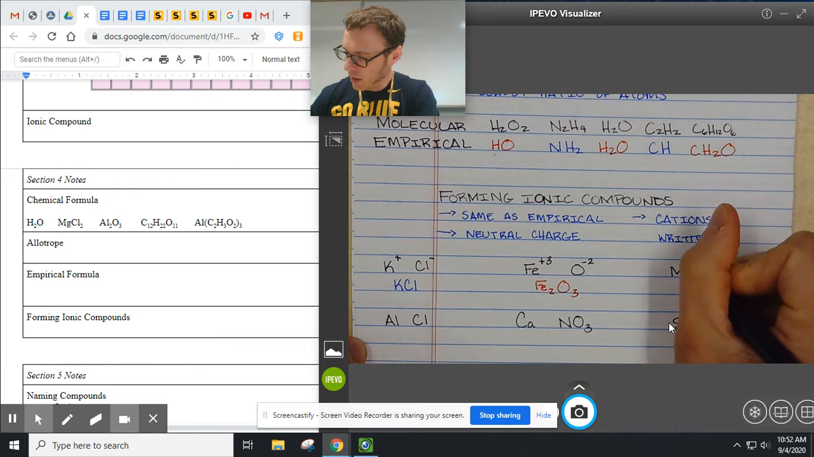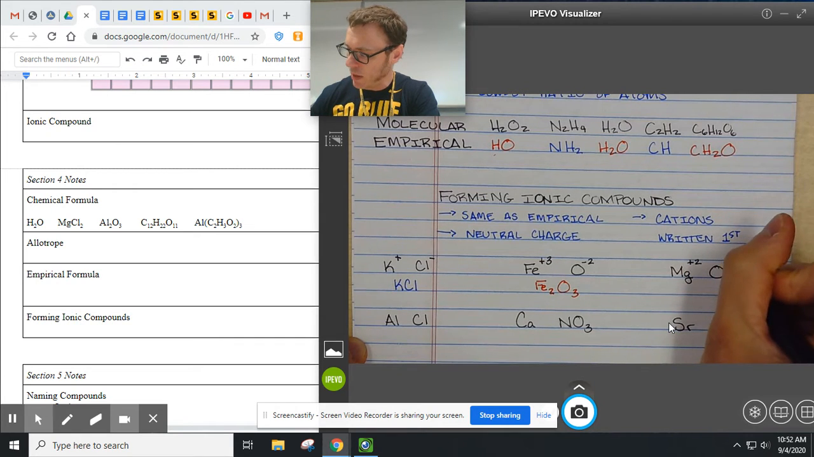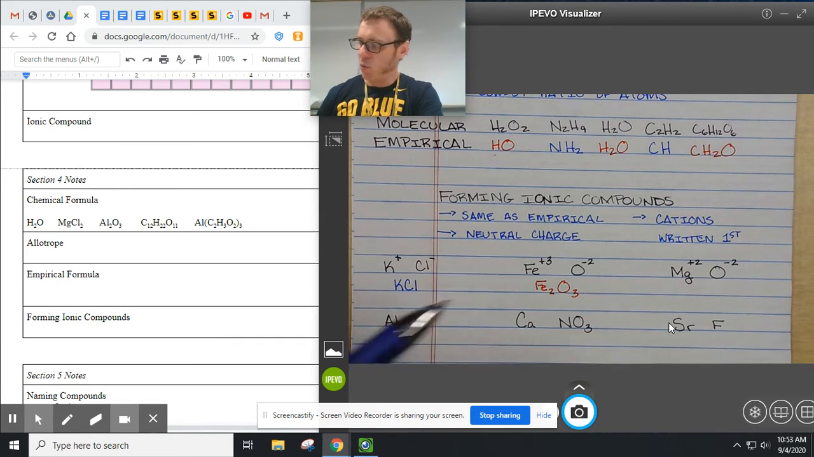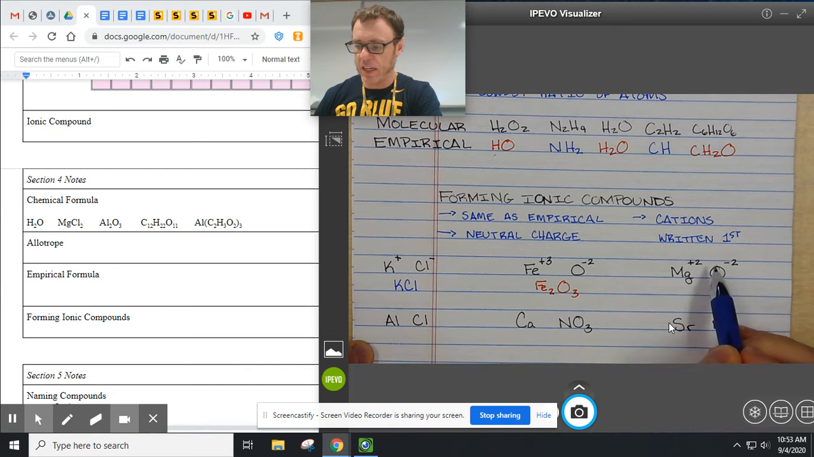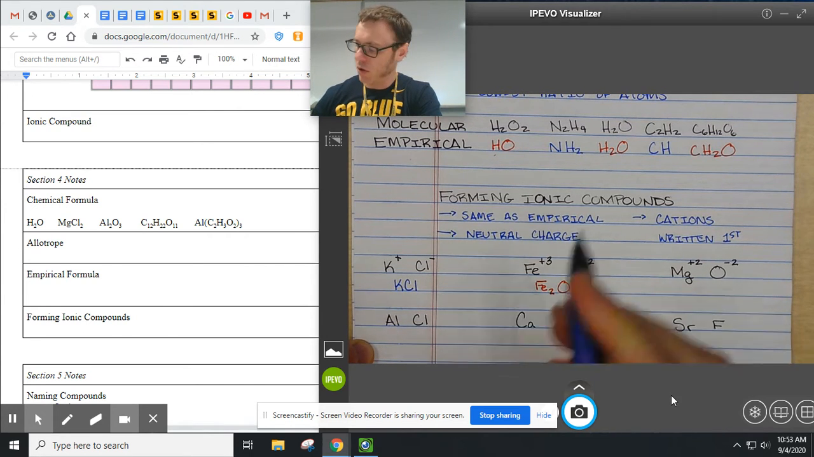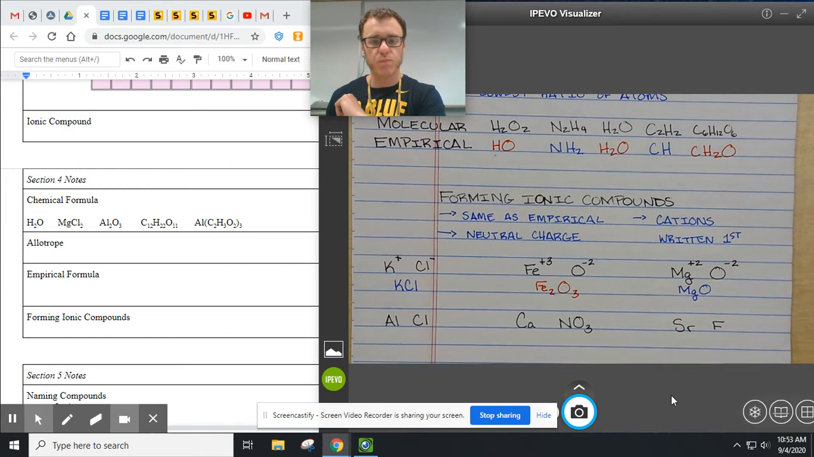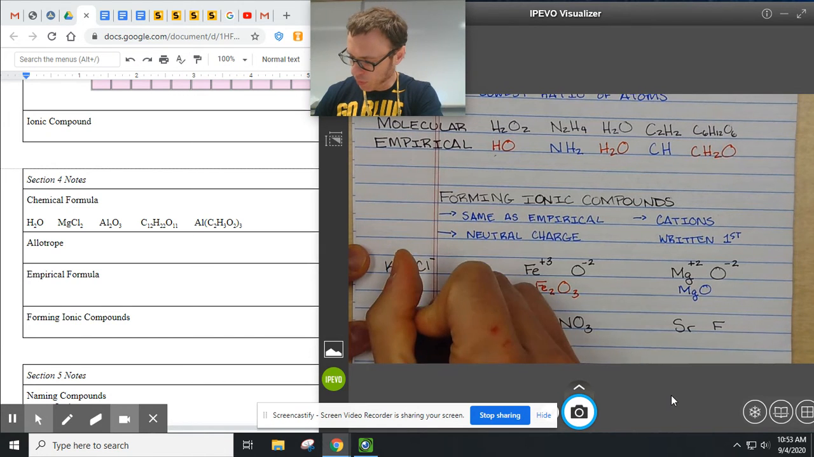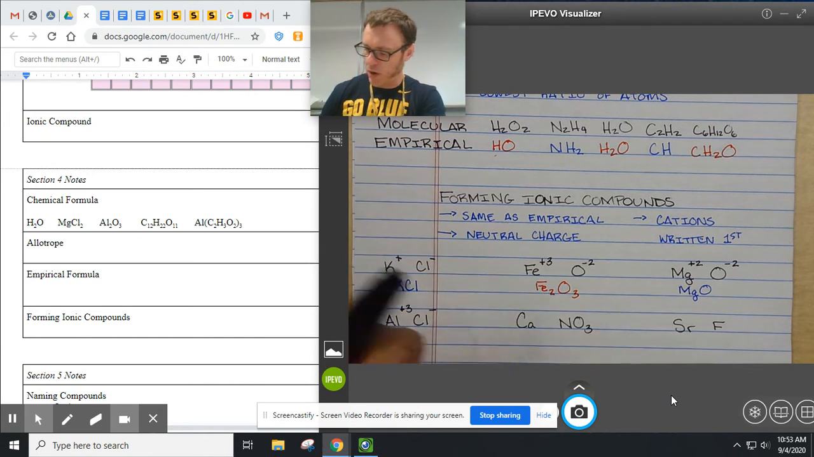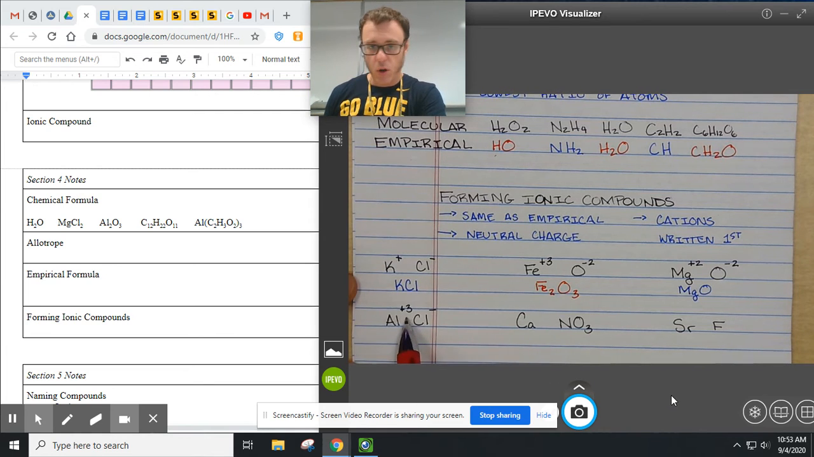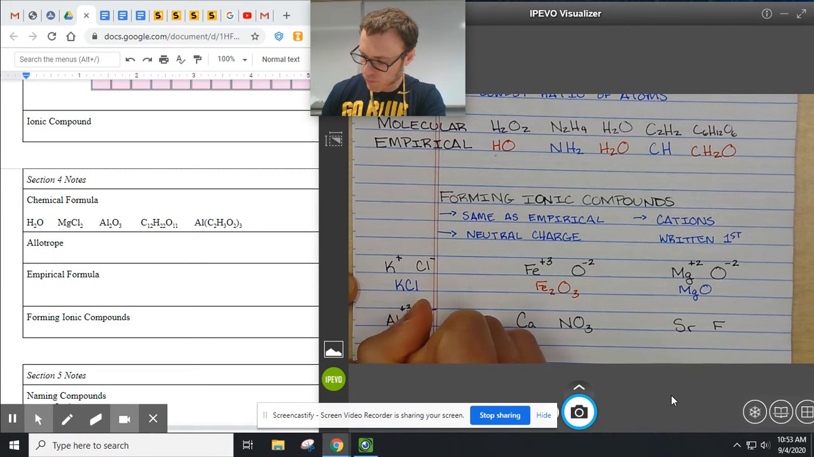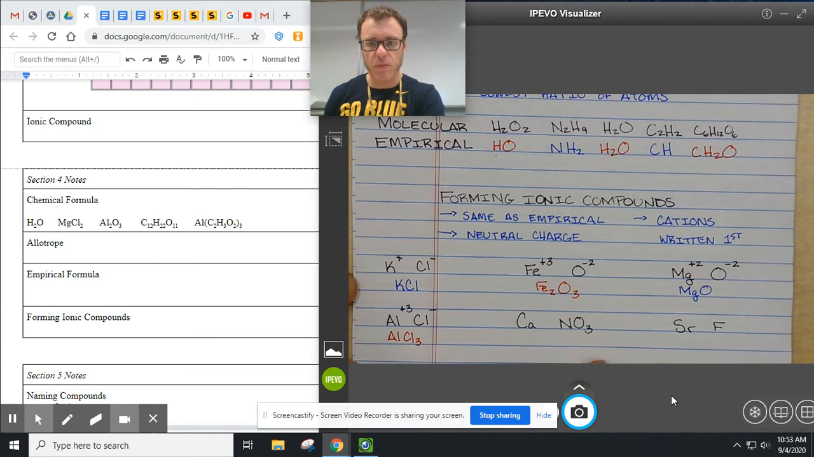Over here, magnesium's +2 and oxygen's -2. In order to get to 0, how many of each do we need? Well, we need 1 of each. So it becomes MgO. Okay. Now for aluminum and chlorine, here we go. This is +3. This is -1. Well, 1 aluminum has a +3 charge. How many chlorines do we need to cancel out that charge? We need 3 of them.